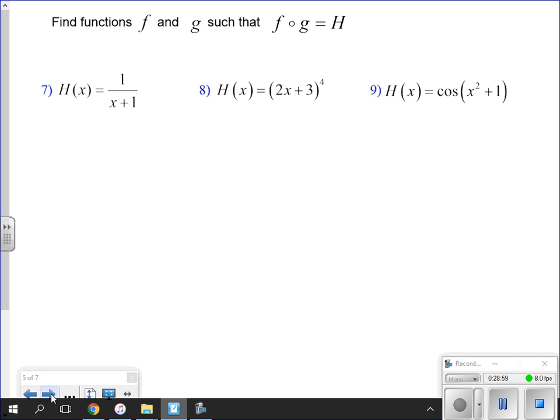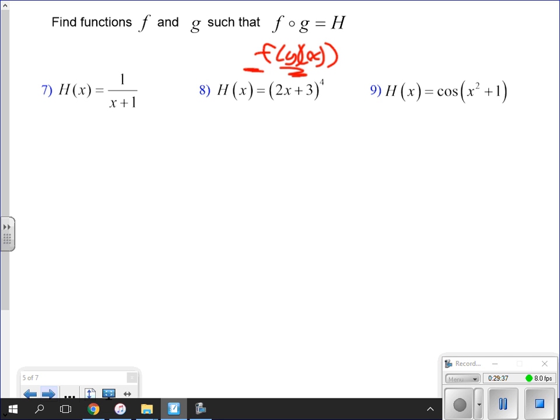What we're trying to do is find 2 functions, f and g, such that f composed of g is equal to h. We're trying to decompose h into 2 functions: the inside function and the outside function. Because I'm using f composed of g, that means I have f of g of x. I have an inside function g and an outside function f. What I'm trying to do is break down the big function into 2 smaller ones.